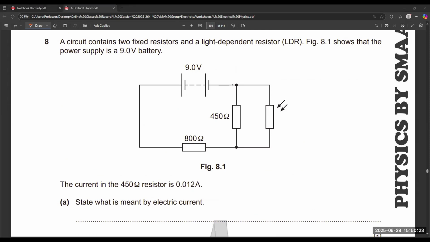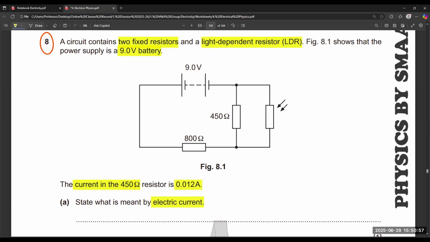This is also the same type of question. Question number 8. The circuit contains two fixed resistors and an LDR. It shows that the power supply is a 9-volt battery, and the current in the 450 ohm resistor is 0.012 ampere.